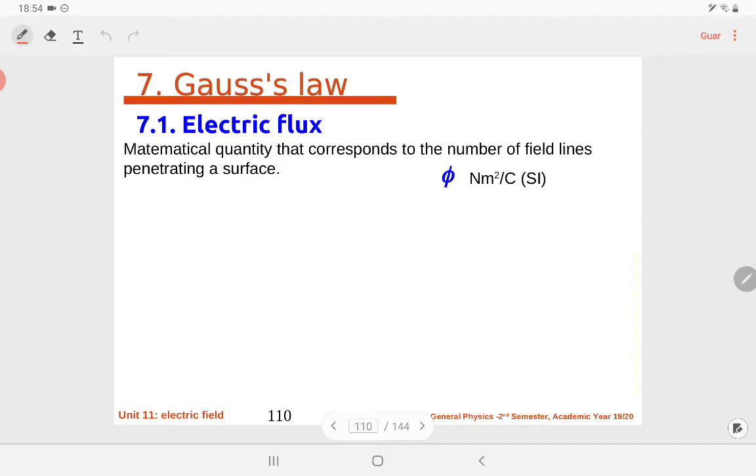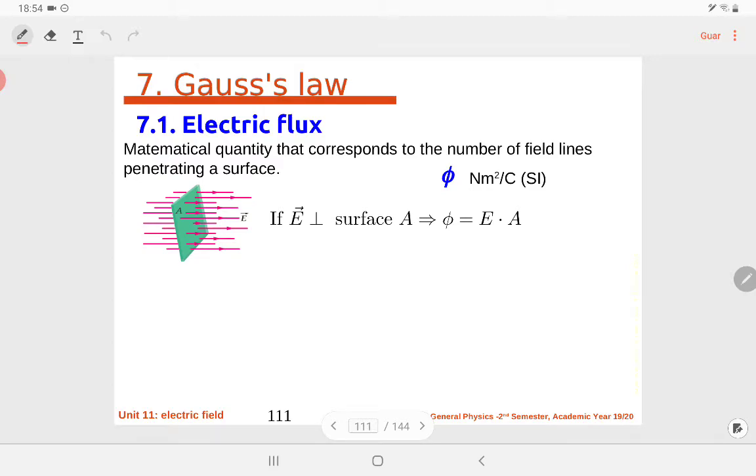The electric flux is a mathematical quantity that corresponds to the actual number of electric field lines that penetrate a given surface. We normally denote it with this Greek symbol here, and its units in the international system are Newton per coulomb times square meter.